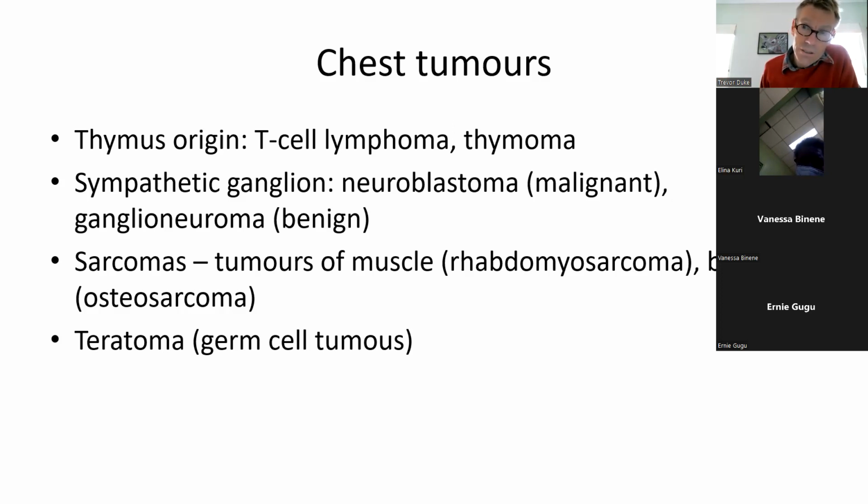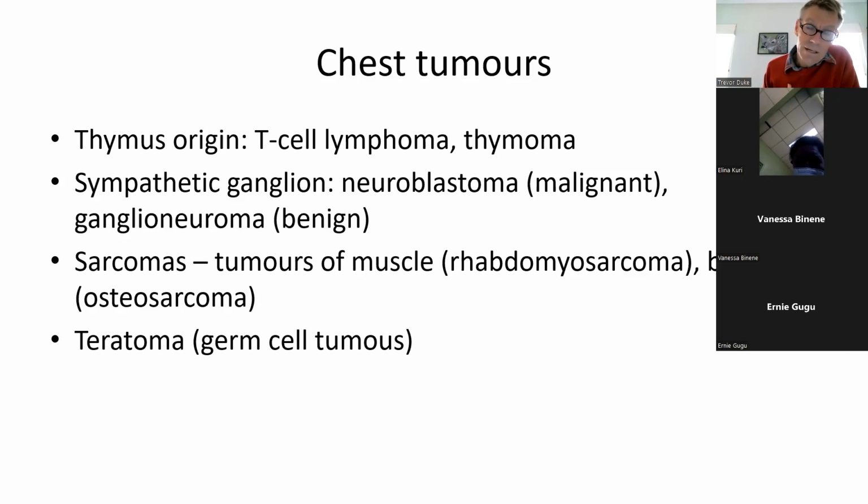The other common chest tumour that children can have is one that arises from, if you think about all the things in the chest, there's the sympathetic ganglion or the sympathetic nervous system, and that's a neuroblastoma, and that arises in the posterior mediastinum. It sometimes arises in the abdomen as well, but typically in the posterior mediastinum.